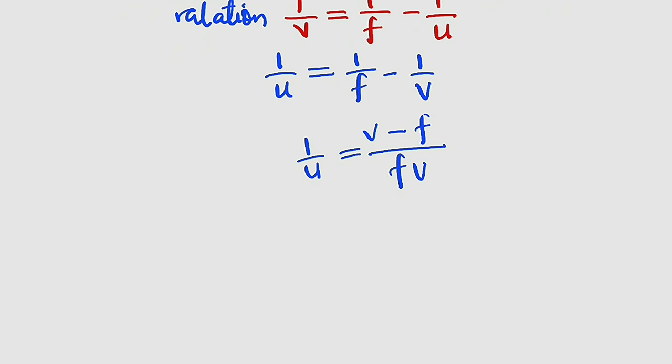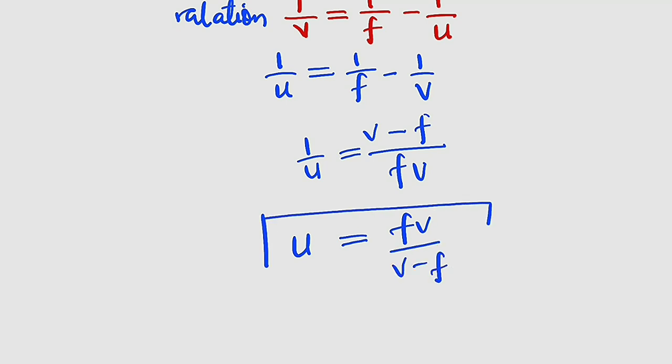Alright, since we are looking for u, not 1 divided by u, we can take the reciprocal of both sides. Once you take the reciprocal of 1 divided by u, it becomes u divided by 1, right? Simply switch numerator and denominator. So u divided by 1 is simply u. You do the same thing to the other side. Take this one down and take this up. We have fv divided by v minus f. And hence, we have just expressed u in terms of v and f.